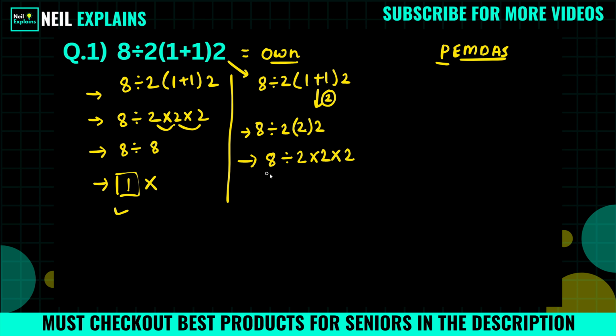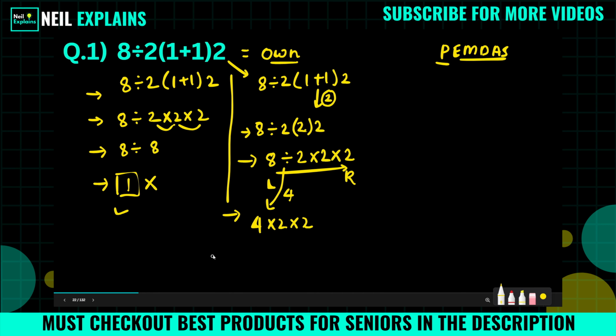As we know, the operations here are division and multiplication. Division and multiplication have the same priority and we have to solve from left to right. So first we have to solve this 8 by 2 part, which will give 4. So here 4, and we will rewrite again times 2 times 2.